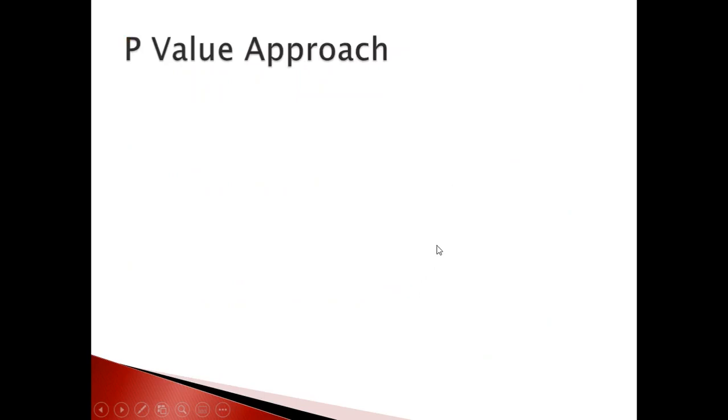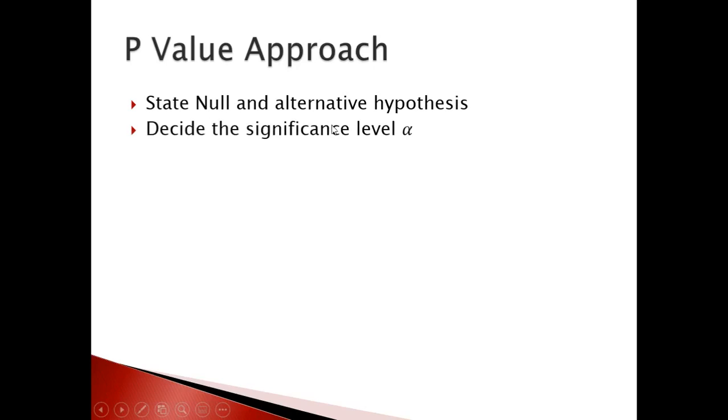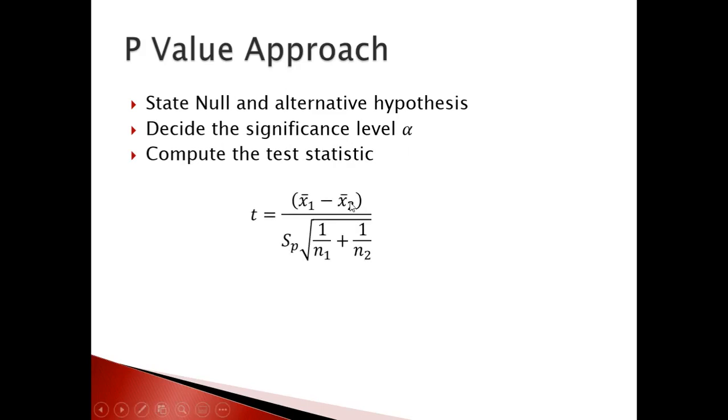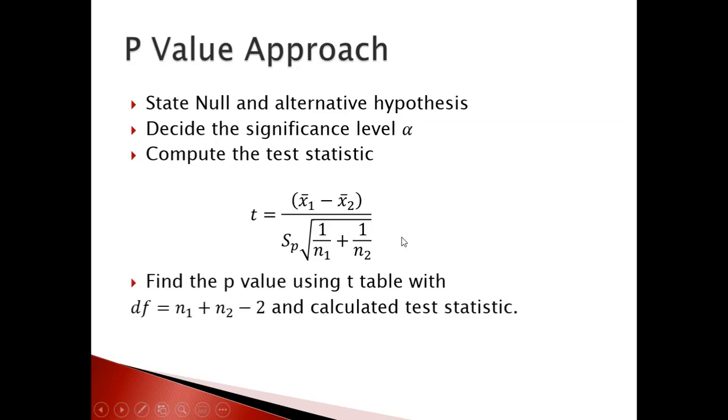Next one is the p-value approach. Same as the critical value approach, first we state our null hypothesis and alternative hypothesis, then decide the significance level alpha, then compute the test statistic t equals x1 bar minus x2 bar over sp times square root of 1 over n1 plus 1 over n2. Same thing we have done in our critical value approach. Then we have to find the p-value, or probability value, using our t table with degrees of freedom n1 plus n2 minus 2, and the calculated test statistic t.